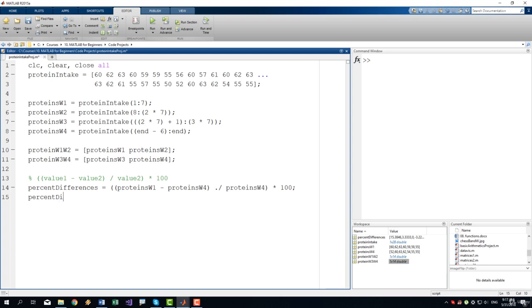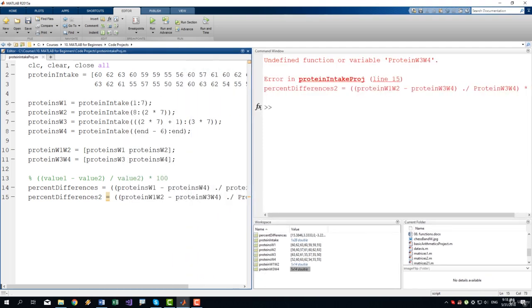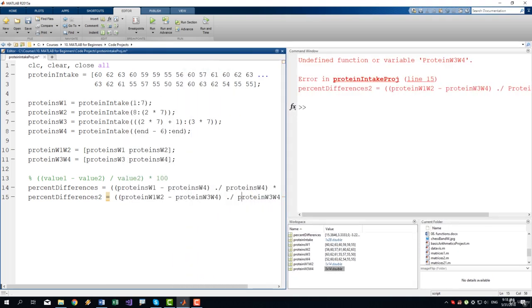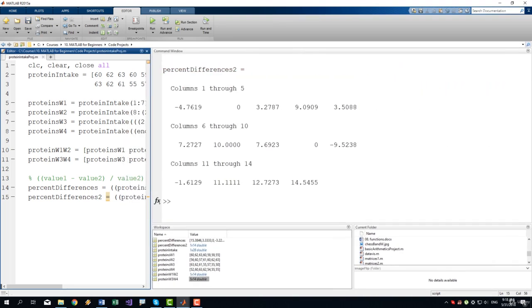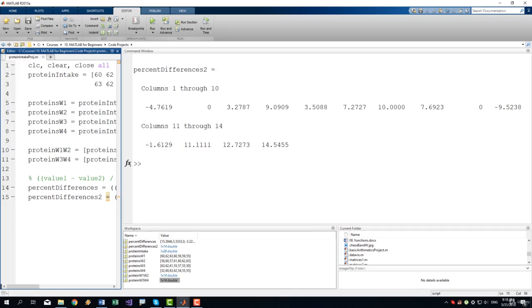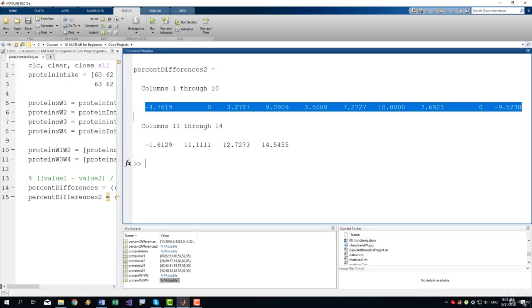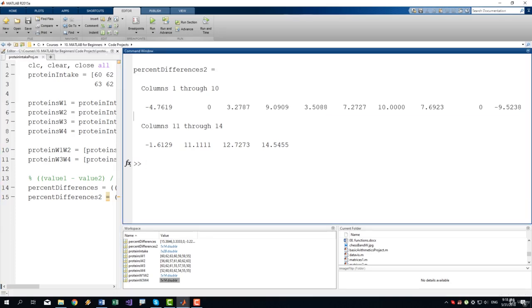So percent differences 2, again. So protein week 1, week 2 minus protein week 3, week 4 divided by protein week 3, week 4 multiplied by 100. This is a small p. Now let's run it. And there we have it. Again, we get the percentage differences between these two vectors.